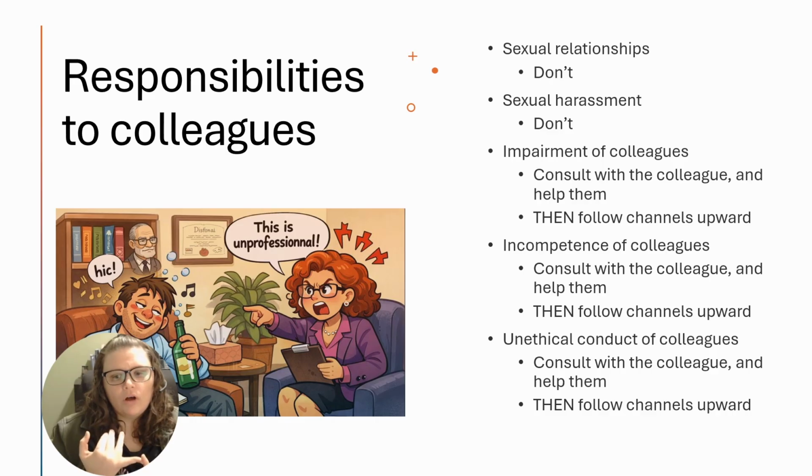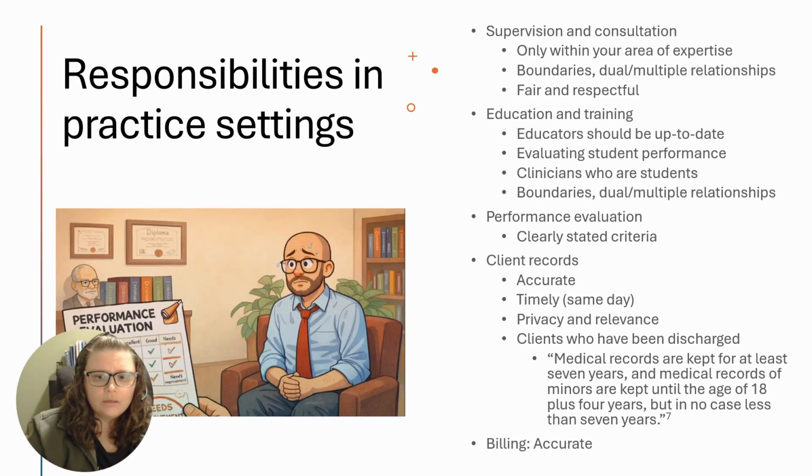So it's got impairment of colleagues, incompetence of colleagues, and then unethical conduct of colleagues. In all three of those cases, the first thing you do is talk to the colleague. They might not realize that they're messing up. They might not realize that there's a problem. And so just going straight to your supervisor or something, that's completely unnecessary. I will actually talk about that more when we talk about reporting, but there is a chain and it starts with the colleague.